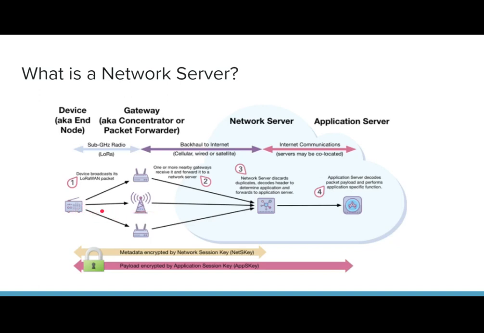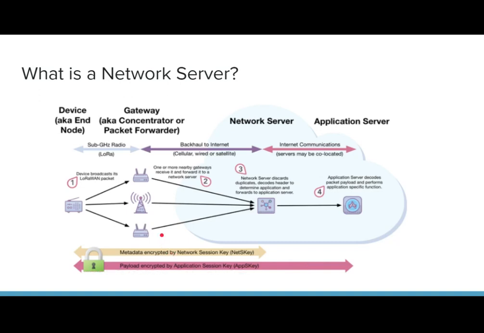So if we review LoRaWAN data, it begins life as a wireless LoRaWAN transmission from device to gateway. There it is sent via a communications backhaul, such as cellular or Ethernet, to a network server in the cloud. The network server performs the functions necessary for LoRaWAN to work before forwarding the data to the appropriate application server for processing. The data is encrypted along the whole journey, firstly by the network session key, NetS key, and then via an application session key, AppS key.